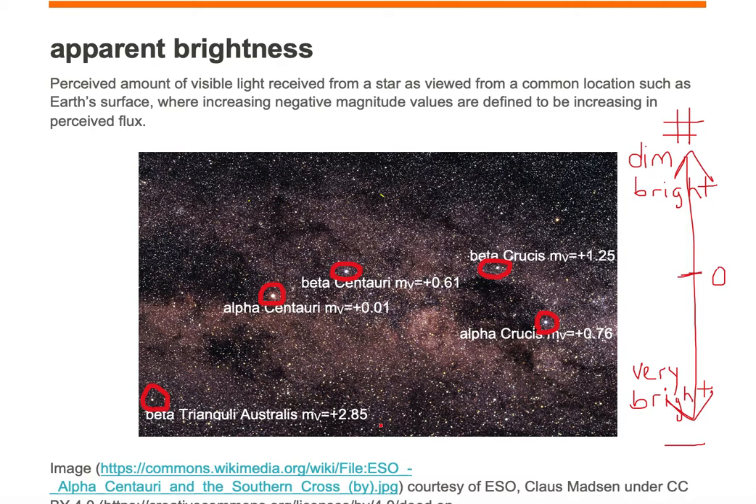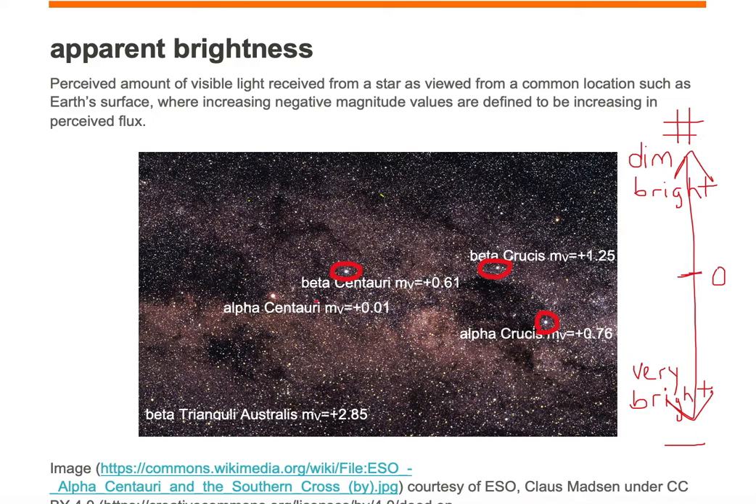So these are based on the brightness. So let's take a look at that. Let me erase some of these. Take a look at the brightness of Alpha Centauri compared to Beta Trianguli. Well, you would say in the sky, Alpha Centauri is definitely brighter than Beta Trianguli. So you need to be able to assign these values. Well, somebody went ahead and assigned them for you. They said, let's make Alpha Centauri plus 0.01, and let's make Beta Trianguli a plus 2.85. So Beta Trianguli is going to be much dimmer than Alpha Centauri.